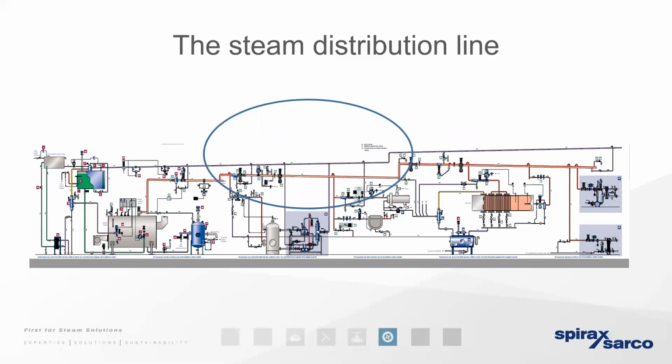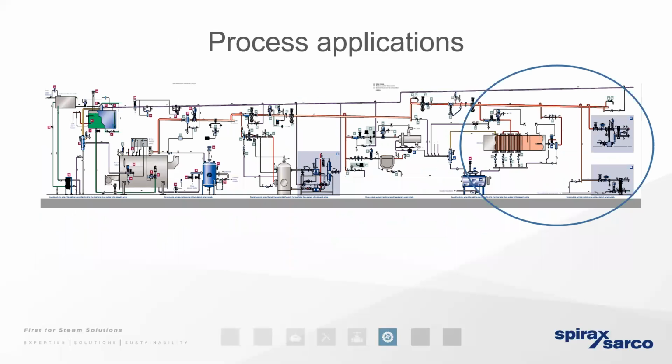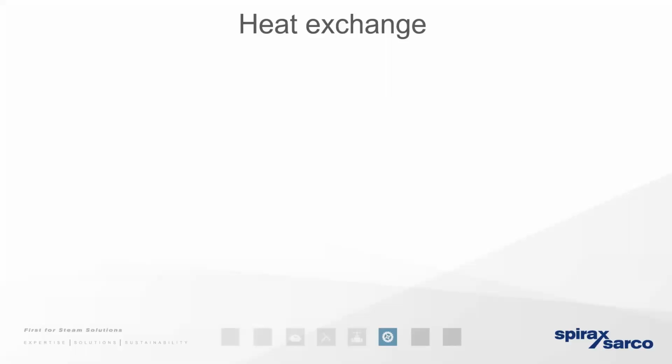And of course, once we get the steam to those various processes around site, we're going to use the steam for a number of different things, but most often and most frequently, that steam is going to be used for heat transfer or for heat exchange. So whenever we're talking about using steam for heat exchange, well, we can use that steam in solutions that we refer to as heat exchangers.